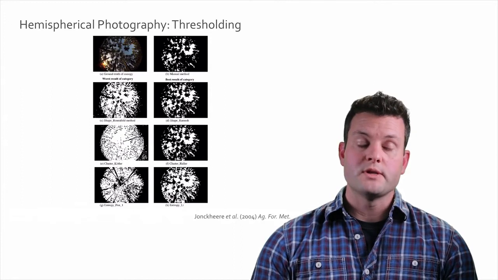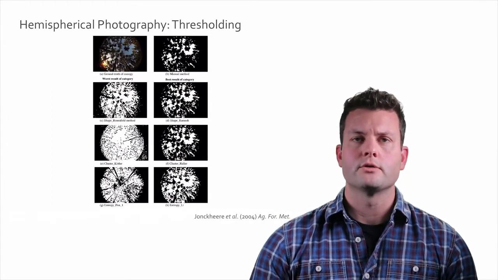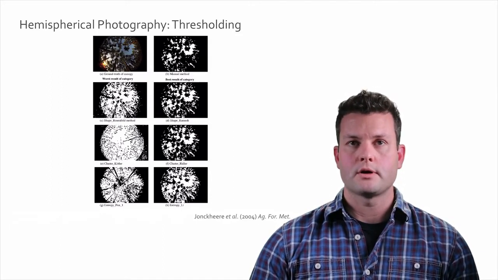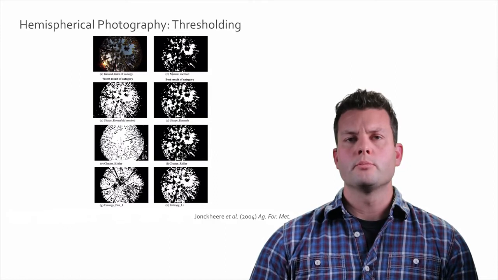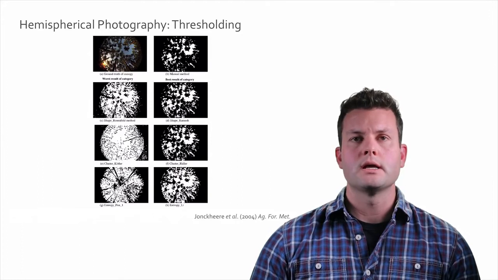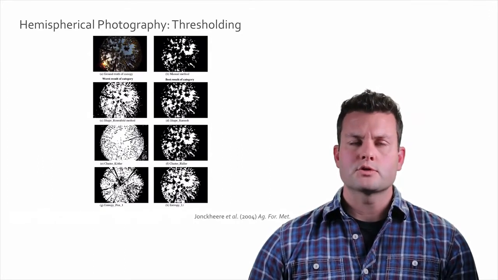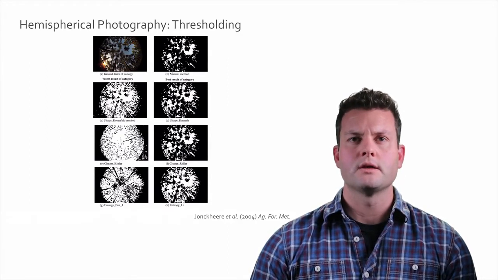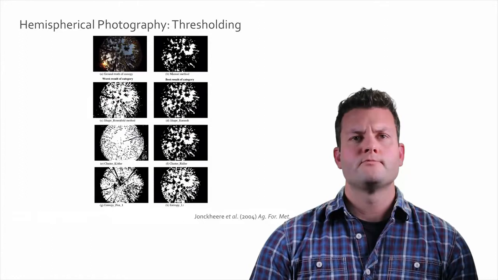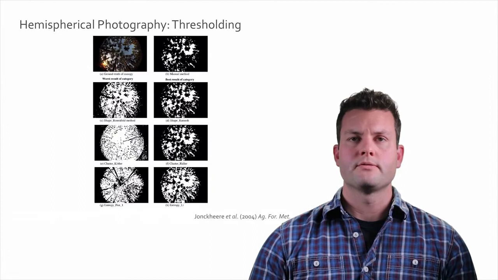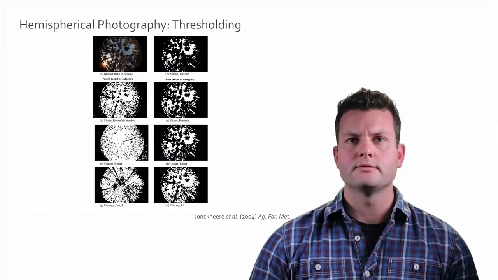And this is, in my opinion, really the Achilles heel of hemispherical photography, in that different observers might choose different thresholds based on what their eye is telling them, or you're employing different automated methods for detecting what the threshold might be, and you're going to end up with a different result. And so there's quite a bit of subjectivity involved in analyzing hemispherical photographs, which can make it difficult to compare photographs acquired at one time with photographs acquired at another, or when different people are involved in the data processing.